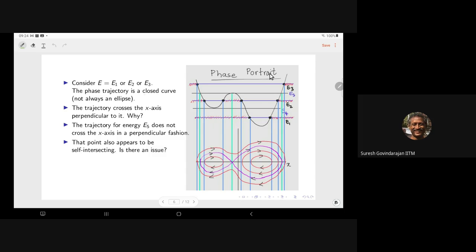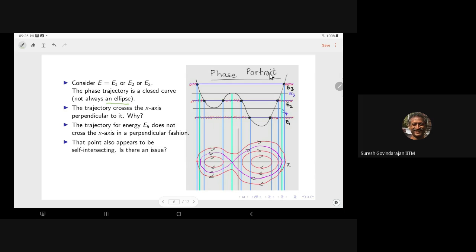The key point is it's just a closed curve. We know it's going to be periodic, but it's not necessarily an ellipse. Ellipse again happens only for simple harmonic motion. So this is not meant to be an ellipse. Now the point here is how do I figure out the arrow? It's very easy.